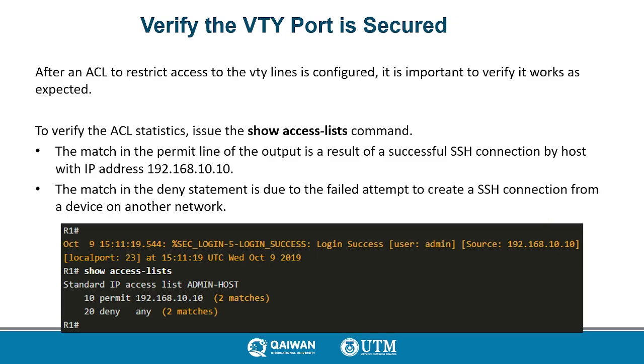And in here, on R1, if we just enter show access-lists, it will tell me that I have 10 and 20. The name of the access list is admin-host. Now we have two matches: this IP address tried to enter two times and we matched it, and deny also has two matches. It means that only this 10.10 will be allowed to enter that database.